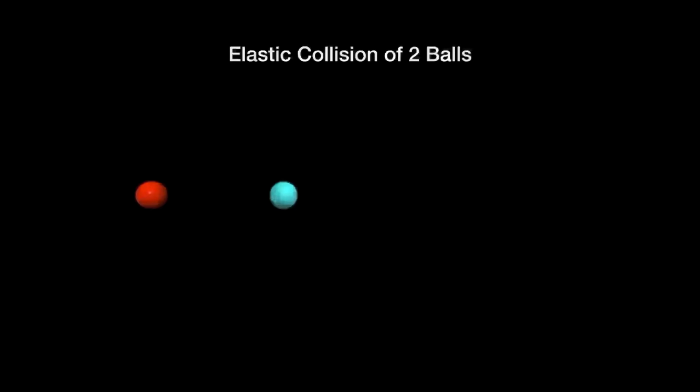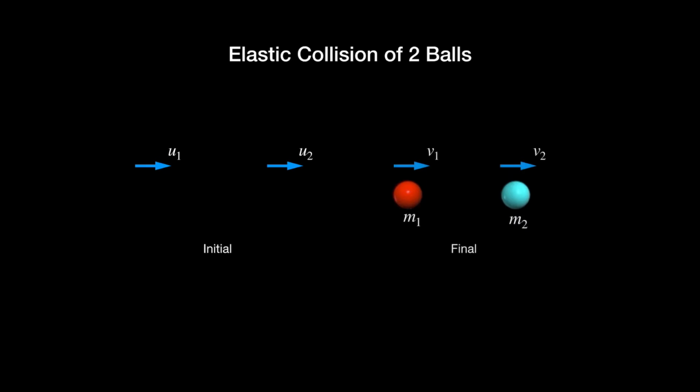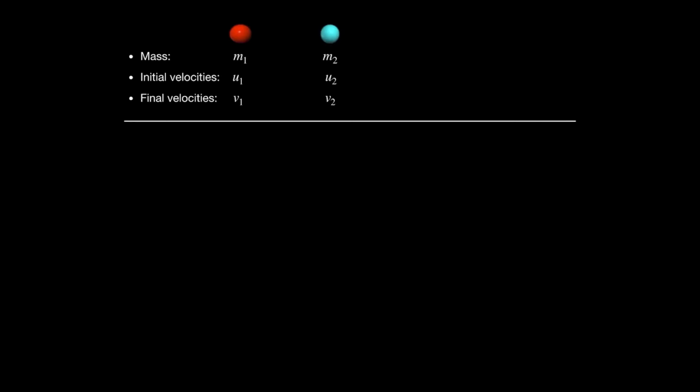Suppose there are two balls of mass m1 and m2, moving to the right at constant velocities u1 and u2 respectively. The red ball hits the cyan one, and they eventually travel at v1 and v2 respectively. The total momentum of the balls is conserved. So, the initial momentum of ball 1 plus the initial momentum of ball 2 equals the sum of the final momentum of ball 1 and ball 2.